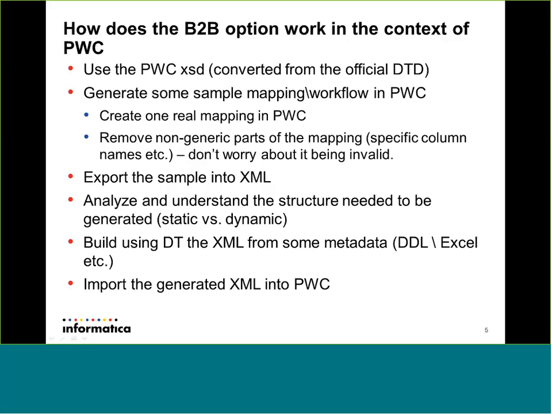And then the second step will be to remove any non-generic part from the mapping workflow and so on. For example, the table name. If the table name changes between one mapping and the other, then let's make a generic table name. Same goes with any column of that specific table. We don't have to be worried about making it invalid. Later on, once the generator adds all the different fields and connectors, the mapping is expected to become valid again.